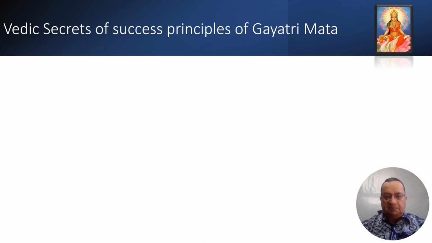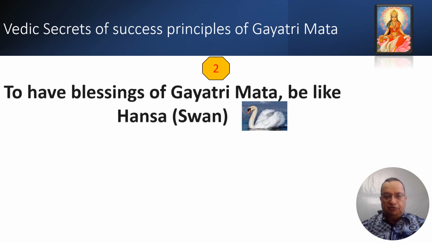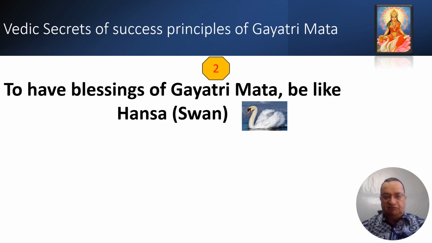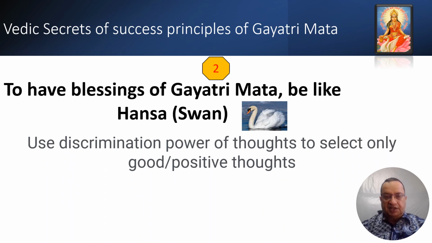Now the second part you're seeing in this picture is the beautiful bird swan. We call it Hans. And what do we need to learn from Hans? Can Hans really teach us something for personal success? If you understand the philosophy, why this has been picked as the vehicle for Goddess Gayatri is Hans Buddhi, meaning it has the discrimination power between milk and water. And we need to seek the same from God. Hey, give me the discrimination power so that I can select only the good and positive thoughts which are good for me, my job, my business, my family, and my relationships. That's why we call it Hans Buddhi.